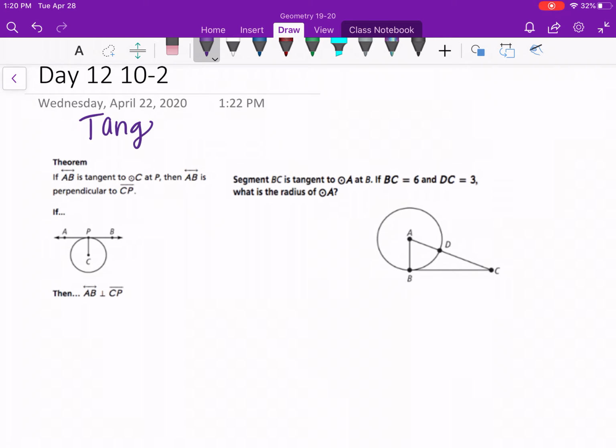So tangent lines. If we take a look at our theorem, tangent lines are lines that touch the outside of the circle and they meet at a right angle. So it says if this line AB is tangent to circle C, then that means that these two lines would be perpendicular, meaning they meet at a right angle. That's basically all a tangent line is. A tangent line is any line on the outside of a circle, and if it meets at a point and there's a right angle, then it's tangent. If it meets at a point and there's not a right angle, then it's not tangent and it's just a line.